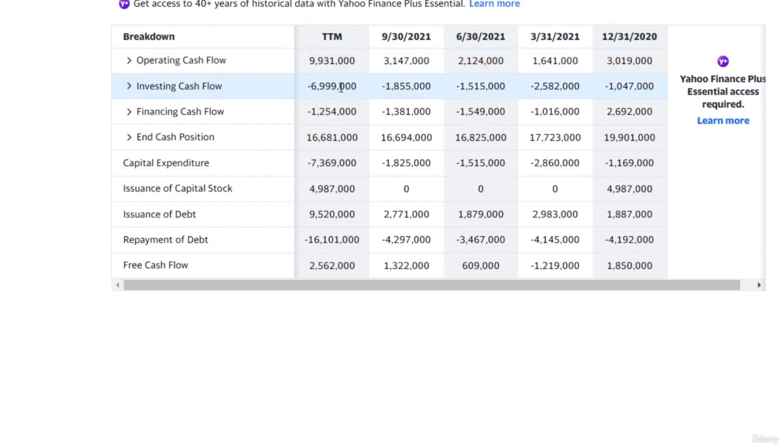Money's flowing out, almost 7 billion flowing out. But the good news is 9.9 billion flowed in. But we saw here under financing cash flow, we had more money flowing out, 1.25 billion flowing out. Money could flow in from financing, by the way, but we have it flowing out.